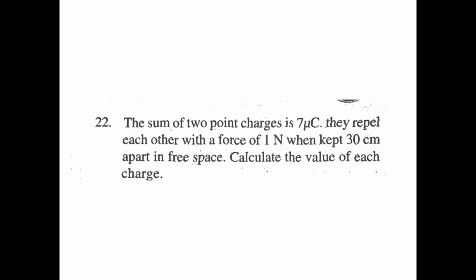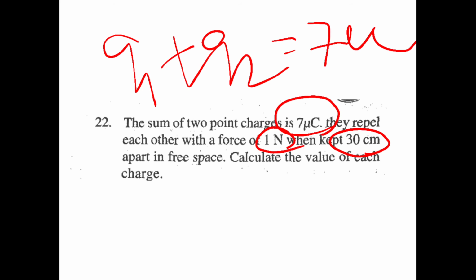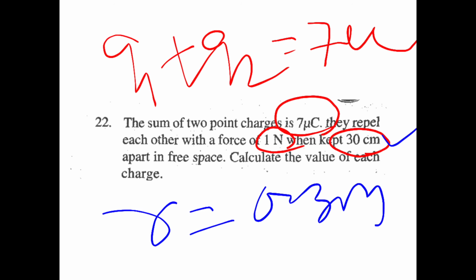Next, two point charges repel each other with a force of 1 Newton when kept 30 centimeters apart in free space. You are given Q1 plus Q2 is equal to 7 microcoulomb, R is equal to 0.3 meter, and F is equal to 1 Newton. Then we have to determine each charge.